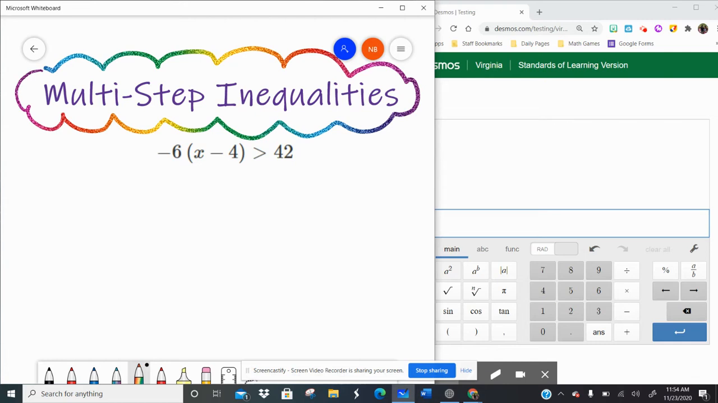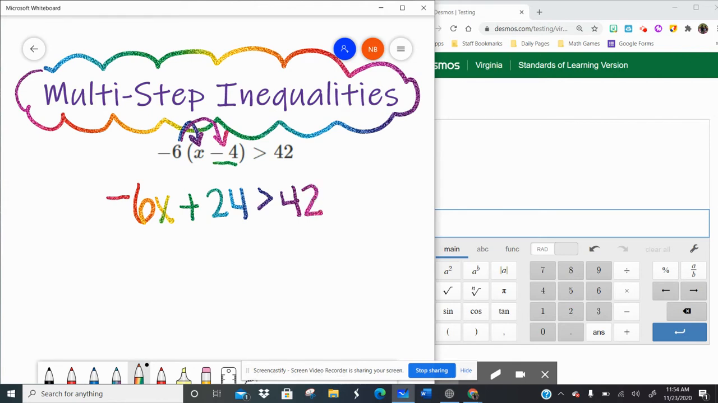So if I have the inequality below, -6 in the parentheses, x minus 4 is greater than 42. Okay, step one with a multi-step: get rid of the parentheses. So again, I'm going to distribute that -6. So -6 times x is -6x. -6 times -4 is positive, or plus, 24 is greater than 42.